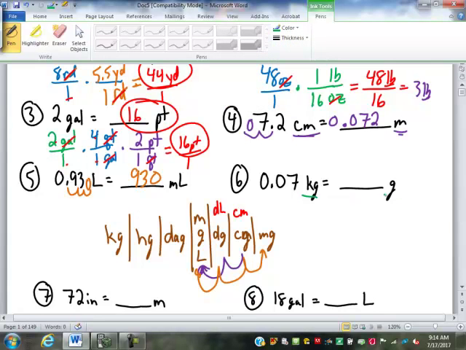Finally, kilograms to grams. Here's kilo. Here's grams. So we're going to go 1, 2, 3 spots to the right to get from kilograms to grams. So my decimal point goes 1, 2, 3 spots to the right. That would be 70 grams. What do you think?